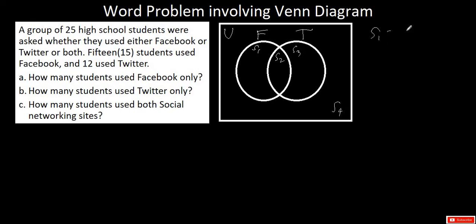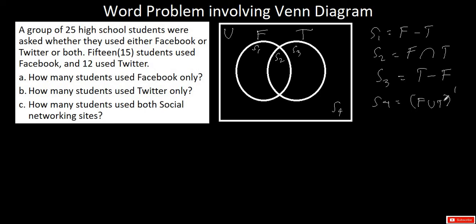And S sub 1 is just the same with the set operation F minus T, S sub 2, F intersection T, S sub 3 is equal to T minus F. And S sub 4 is equal to the complement of the union of set F and set T. Okay, so next thing to do is we're going to start now populating our Venn diagram based on the given in the problem. So what are the given in the problem?